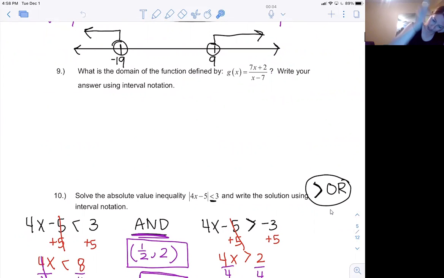So number 9, I forgot about this one. They want to know what the domain of the function is. So the domain is our x values. When it's asking for the domain, usually it's all numbers. Usually I can have any x, like negative infinity to infinity. But in this case where we have a fraction, I cannot have a 0 in my denominator. I can't have 7 divided by 0 because that doesn't exist.